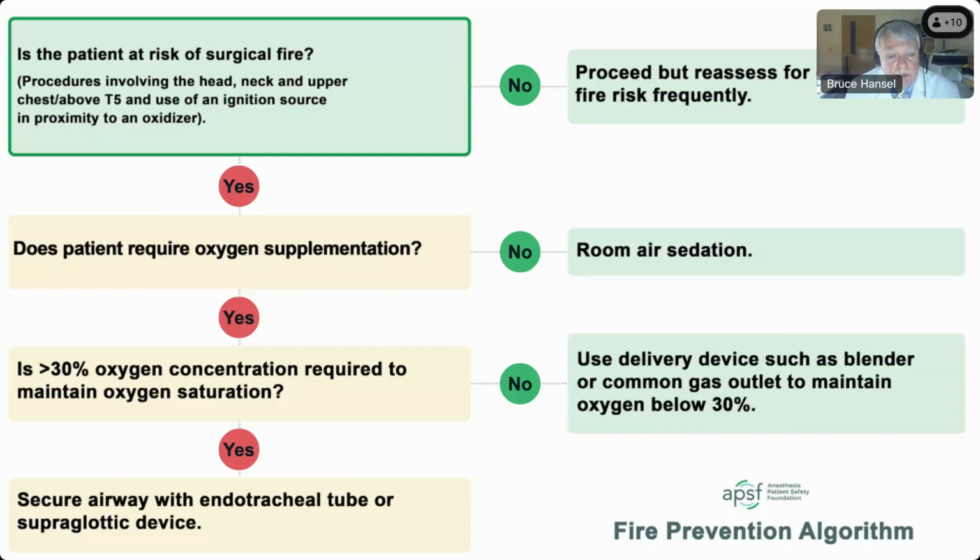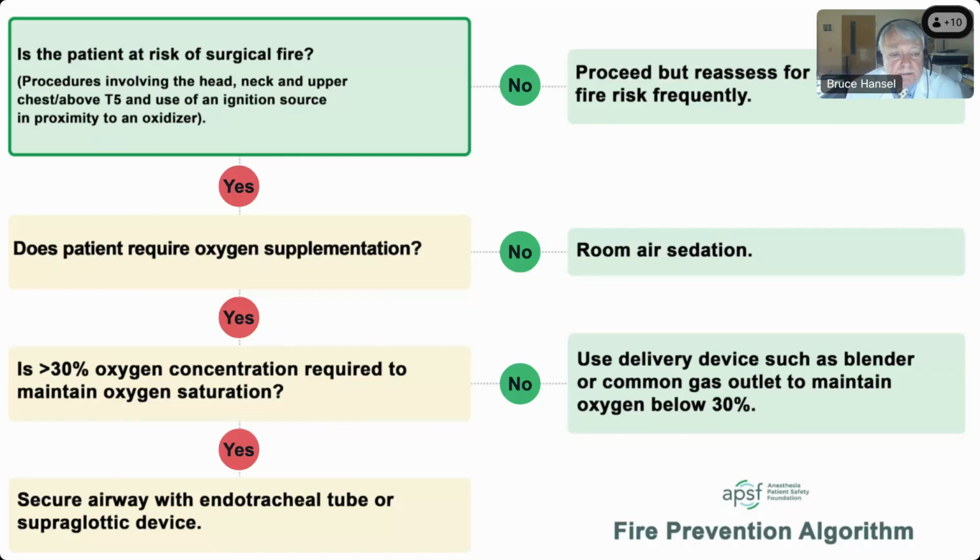So the next one is, the best way to prevent a surgical fire is to have a secure airway with an endotracheal tube, where you don't have oxygen leaking to the atmosphere around the patient that can ignite. So more fires could be prevented if more secure airways were actually used.